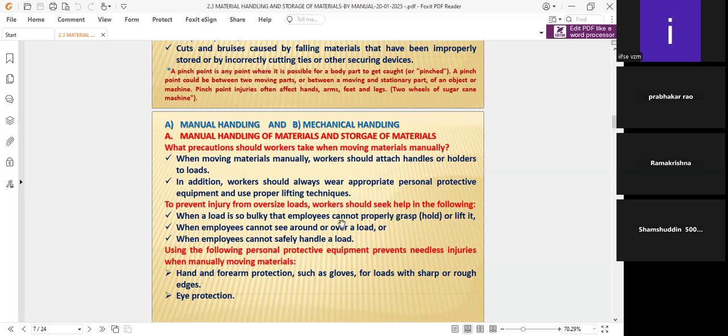If the bulky load is there. Another thing, when the employees cannot see around the overload, he cannot simply lift it on his own. You have to see that the workers around take the help of the team. When the employees cannot safely handle a load, in these three cases, you have to take the help of your co-employees and do the work of moving the object from one place to another place.